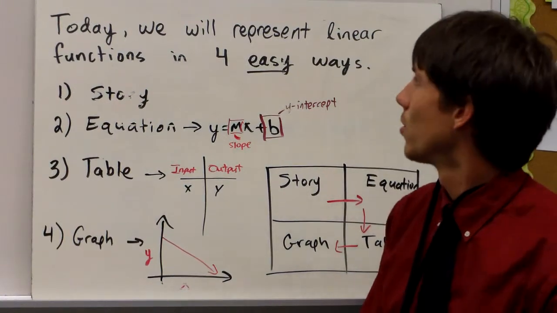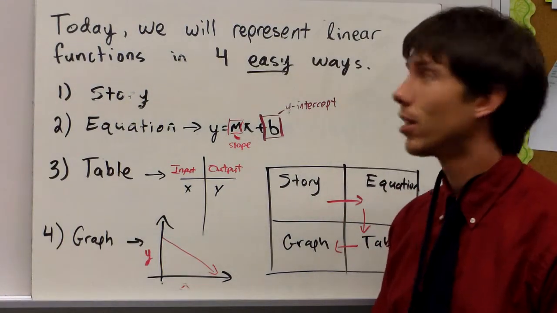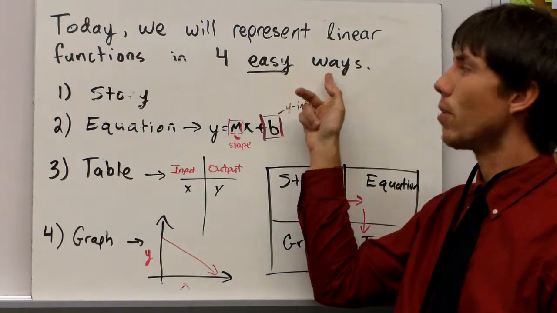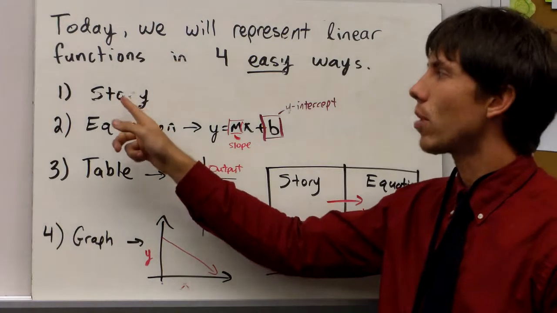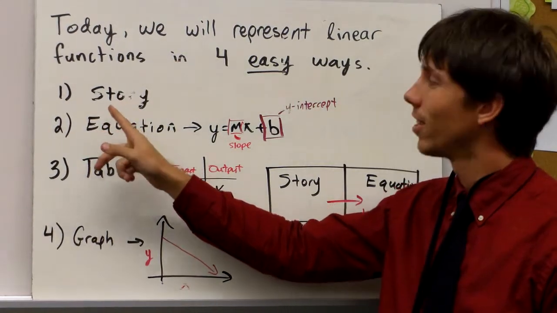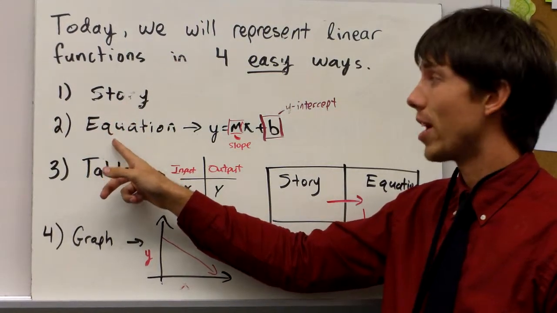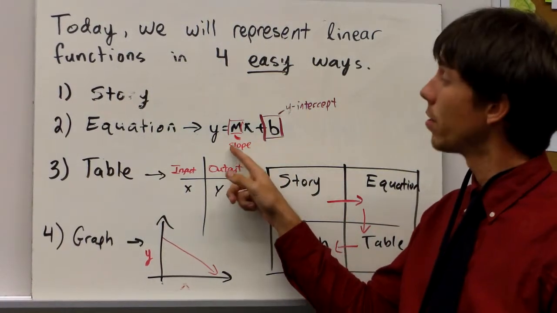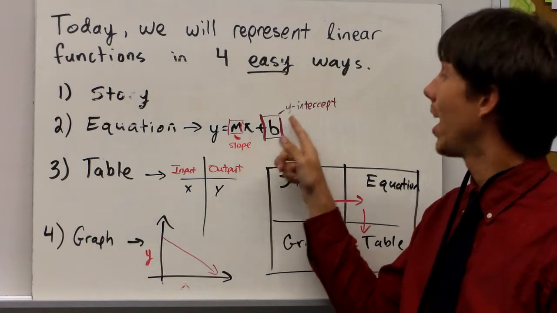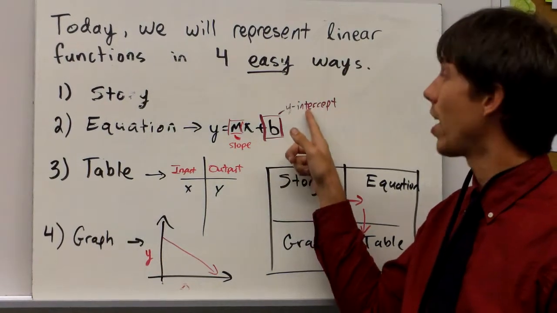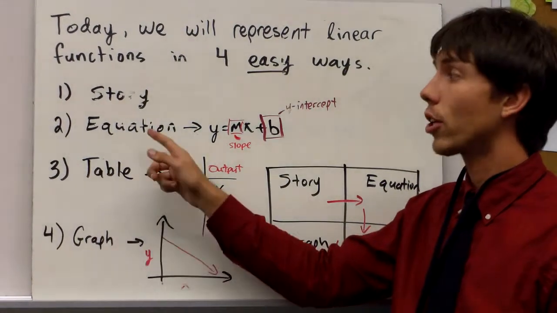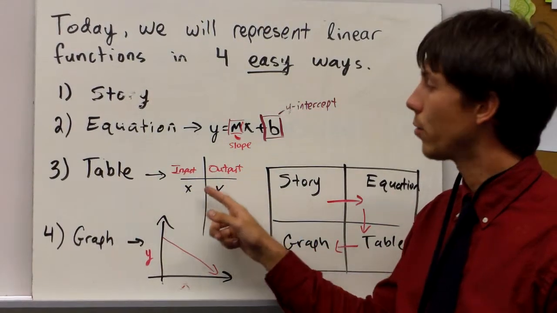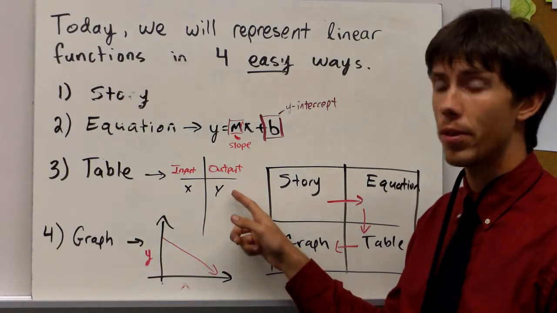So today we'll be learning how to represent linear functions in 4 very easy ways. And the first way is going to be a story. Then we're going to move into equations like y equals mx plus b, where m is your slope and b is your y-intercept. Then we're going to go from equations to tables, like an input to output, where your x is your input and your y is your output.